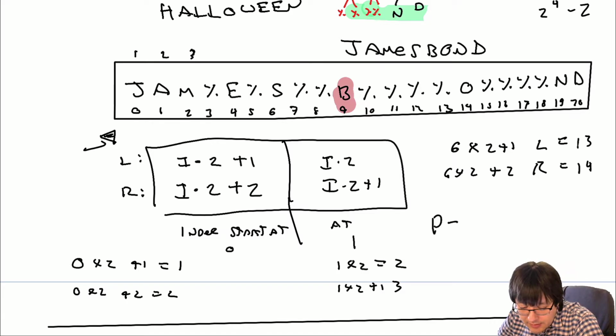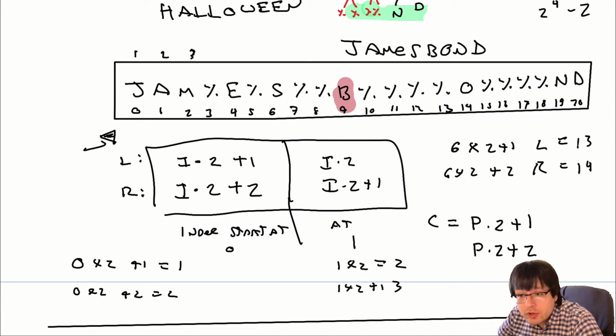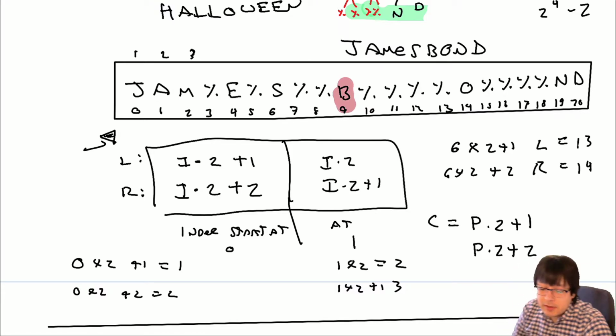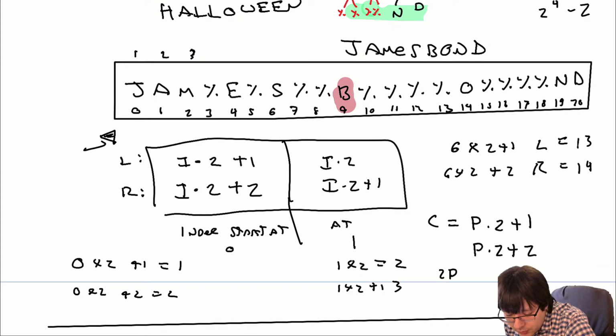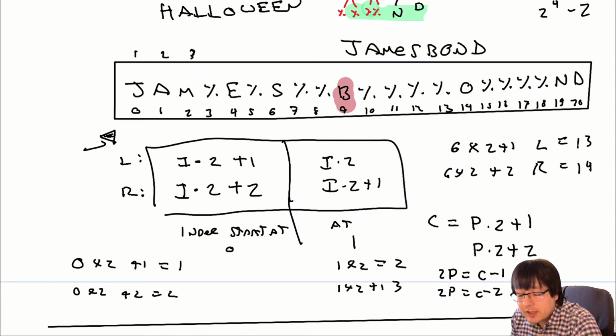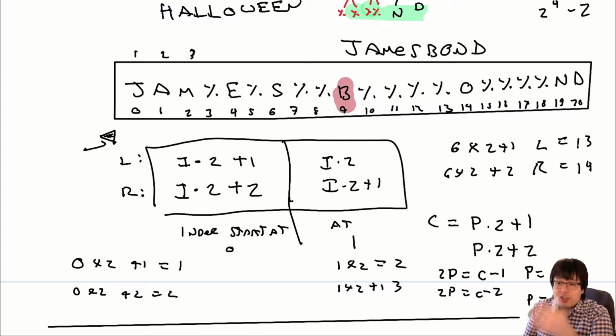The parent's index. Well, here, the child's index is equal to the parent's index times 2 plus 1, or the parent's index times 2 plus 2, right? So just do algebra and put it on the other side. If you do algebra, you end up with 2p equal to c minus 1, or 2p equal to c minus 2, and then divide both sides by 2. So you end up with the parent index being equal to (c minus 1) divided by 2, or (c minus 2) divided by 2, depending on if you're a left or right child.